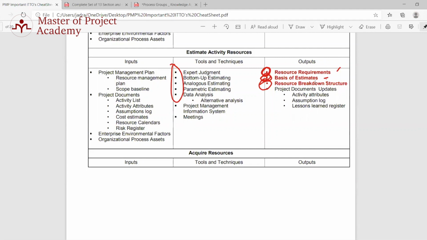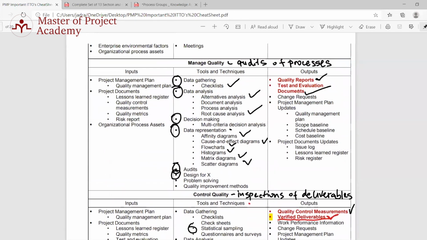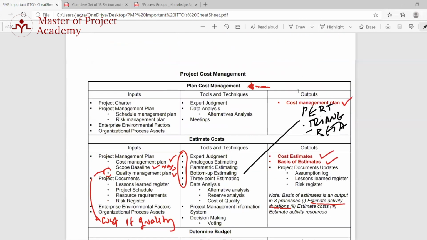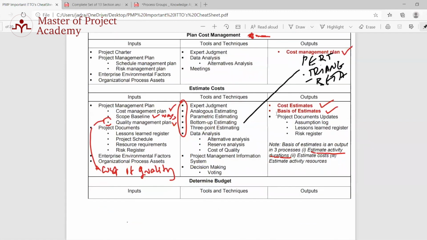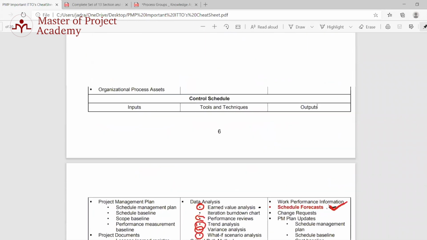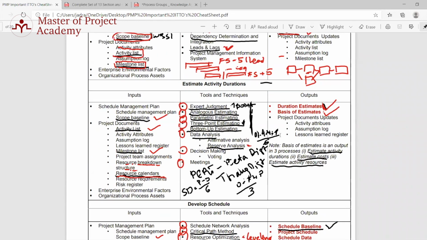Then we have here the cost. Estimate costs. We have basis of estimates and cost estimates, right? Then in schedule, we have basis of estimates as a supporting document to duration estimates, right? It's an auxiliary document to all of the estimation processes. And that's basically which estimating methods, tools and techniques you use. Exactly, the methods of estimating.